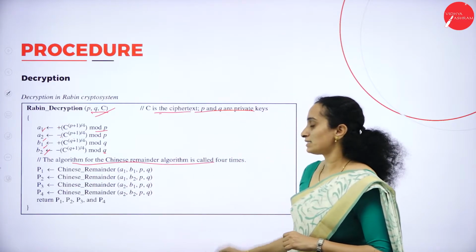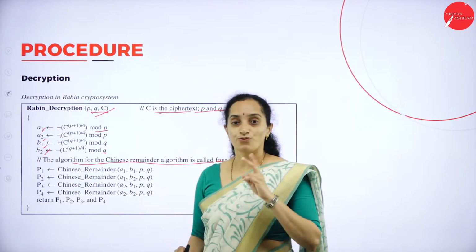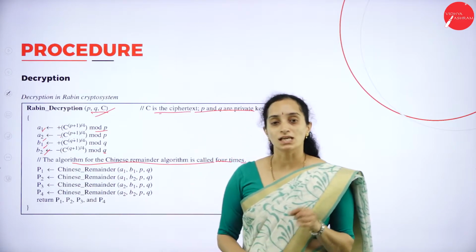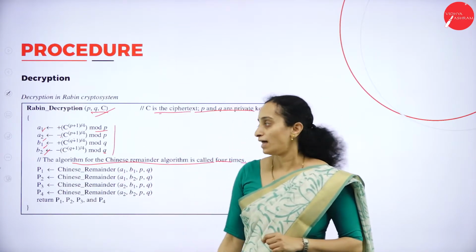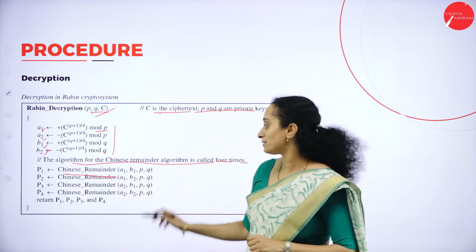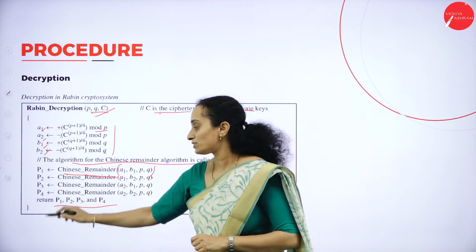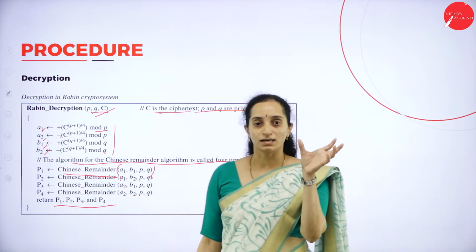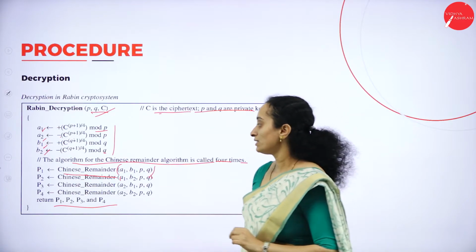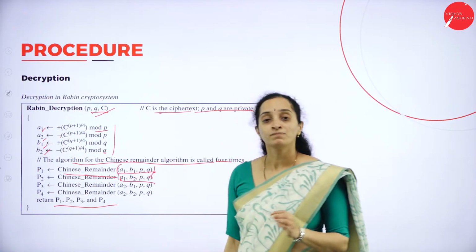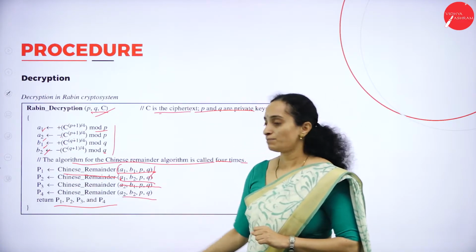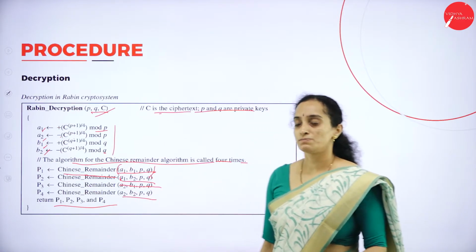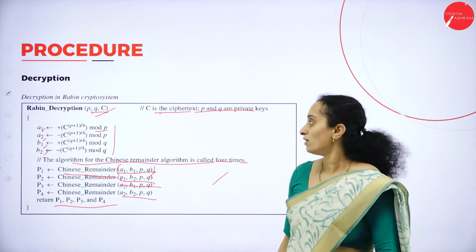The Chinese remainder algorithm is used 4 times. So what is the Chinese algorithm? We'll discuss it later. Okay, so we use the Chinese remainder theorem for applying the values. Then we use the Chinese remainder theorem for these 4 characters, which returns P1, P2, P3 and P4. We consider 4 blocks of plain text. So these blocks will be obtained by applying the Chinese remainder theorem with A1, A2, B1 and B2 along with the prime values. Okay, this is the decryption algorithm.